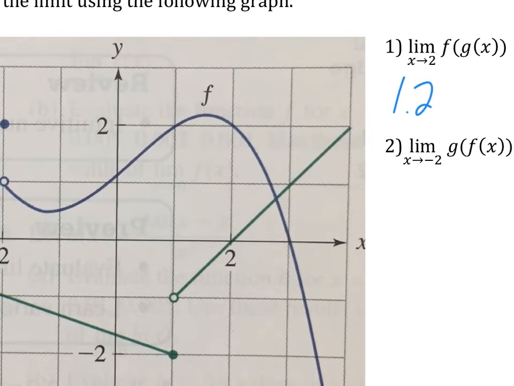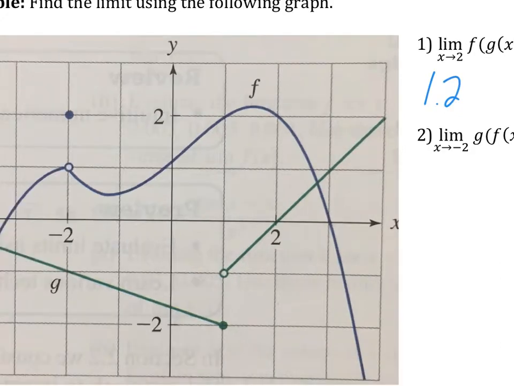Okay, next one. Let's go backwards, or the other way around. Limit as x goes to -2 of g of f of x. All right, this one is really tricky. What do you guys think the answer is? No. The answer is -2. Okay, why?